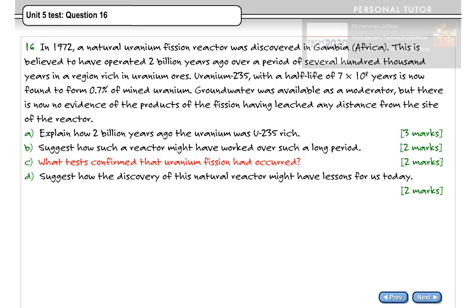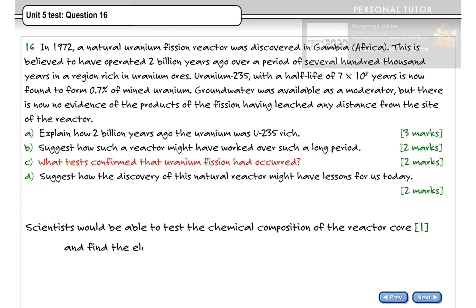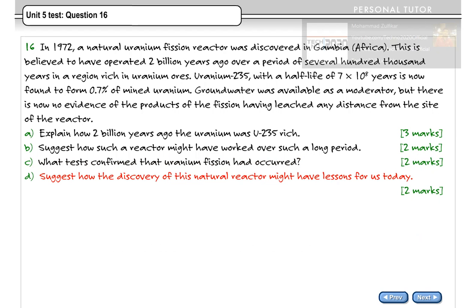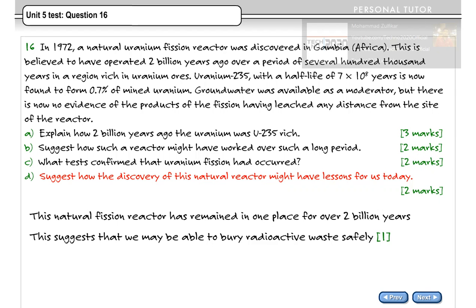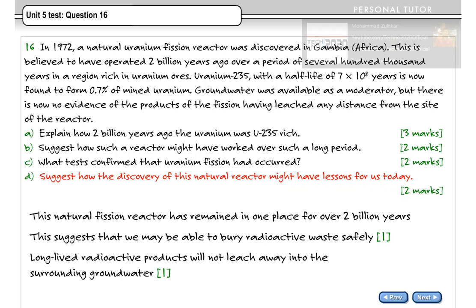In Part C, scientists could test the chemical composition of the reactor core and find the elements that U-235 is known to decay into. Part D is a how science works question about the environment. The fact that this natural fission reactor has remained in one place for over 2 billion years suggests, contrary to popular opinion, that we can perhaps safely bury the radioactive waste produced by modern nuclear power plants. The long-lived radioactive products of this natural fission reactor in Gabon have not leached away into the surrounding groundwater.